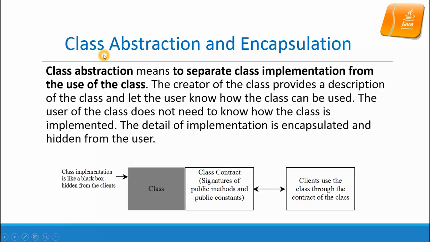First, let's review the concept of class abstraction and encapsulation. Class abstraction means to separate class implementation from the use of the class. The creator of the class provides the description of a class and lets the user know how the class can be used. The user of the class does not need to know how the class is implemented. So basically, you hide the implementation details from the user. That's what we call class abstraction. And encapsulation keeps the data safe by using private data and public accessor and mutator methods.